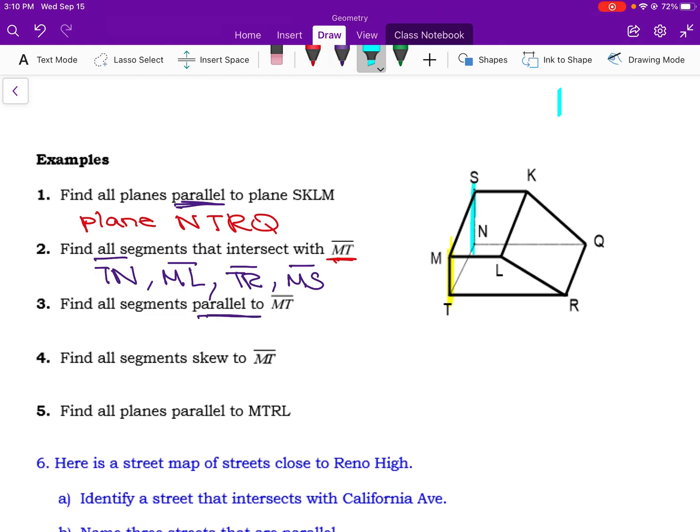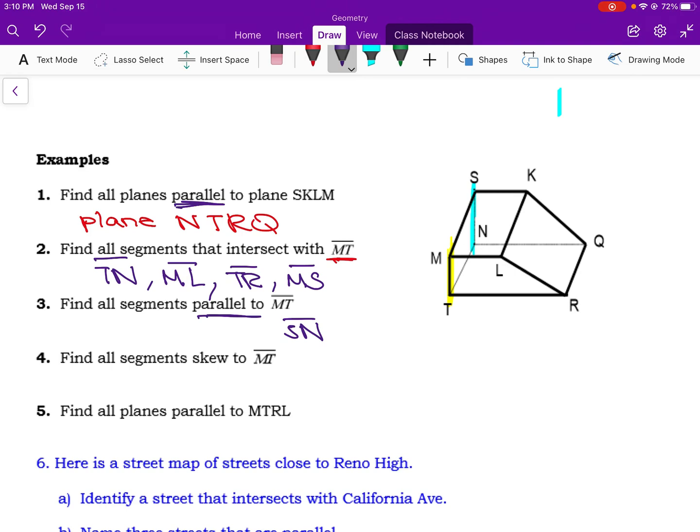So we have this guy here. And that looks like that's about it, right? All the other ones would be kind of at odds. They're not going to have that same relationship. So this would just be line segment SN, which is parallel.